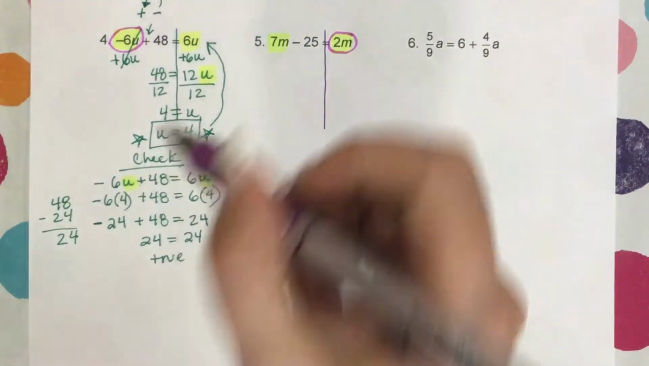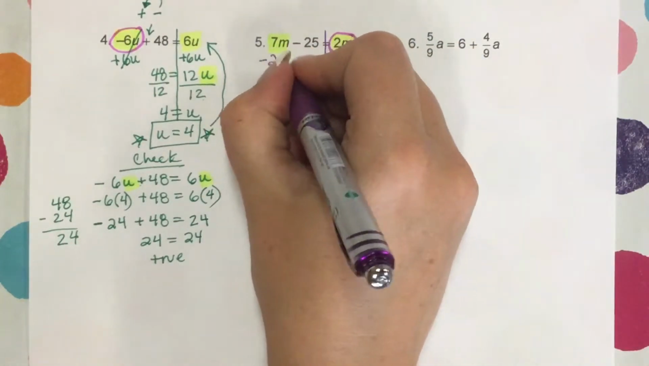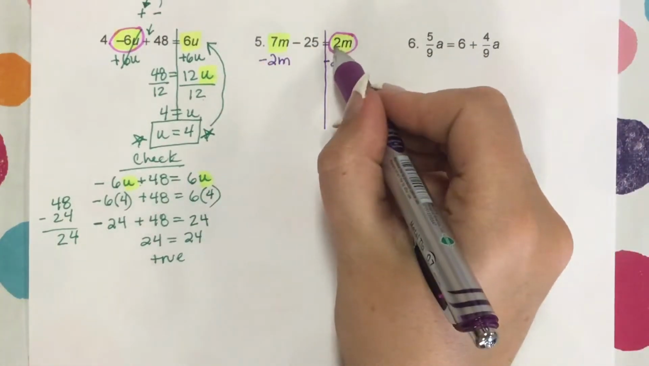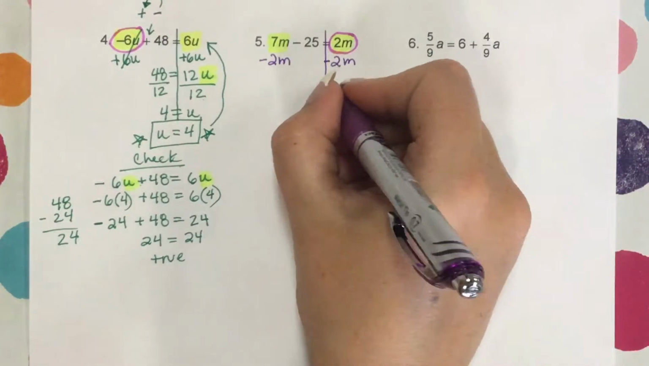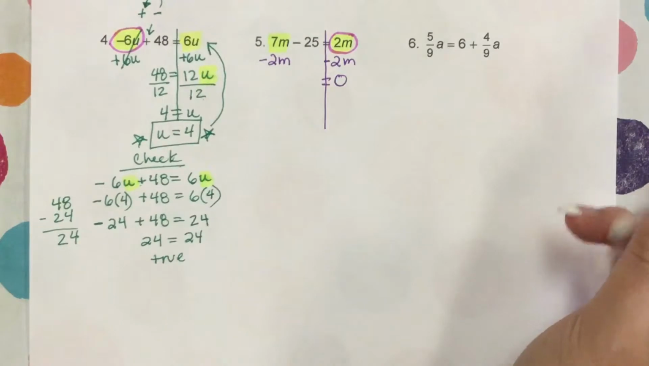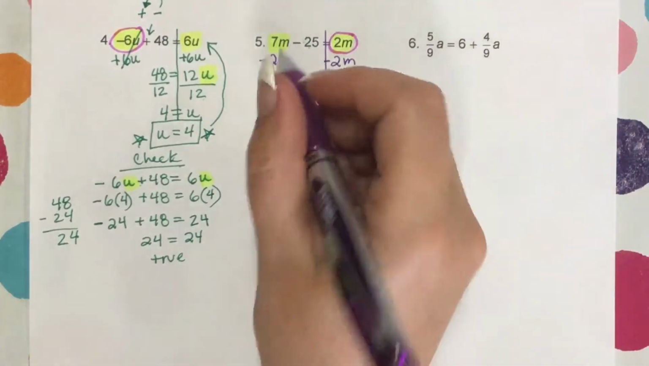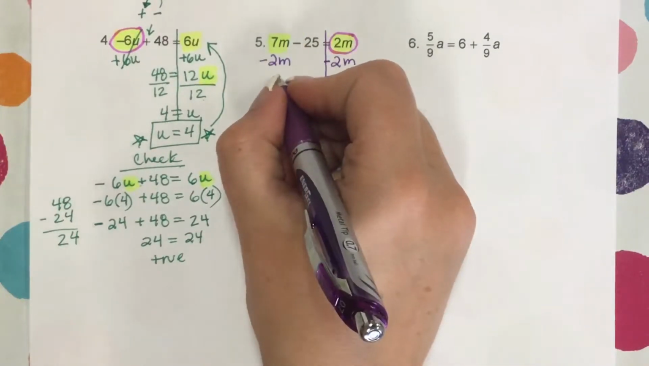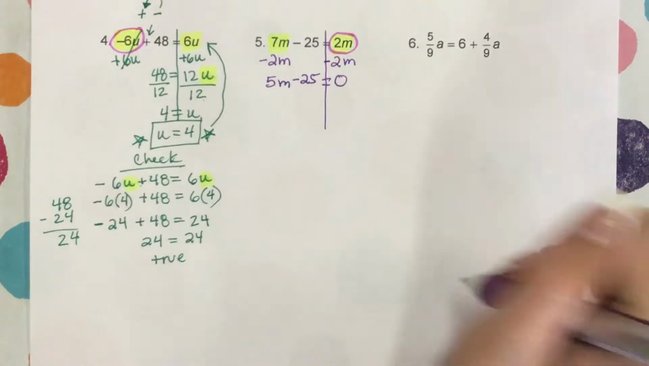So I'm going to subtract 2m from both sides. Okay, and what happens when I have a positive 2m minus a 2m? Well, we know that that equals 0, and that's okay. I'm just going to write equals 0. Okay, you can write 0. It's totally fine. Then over here, I have 7m minus 2m, which is 5m minus 25. I'm just bringing that down.